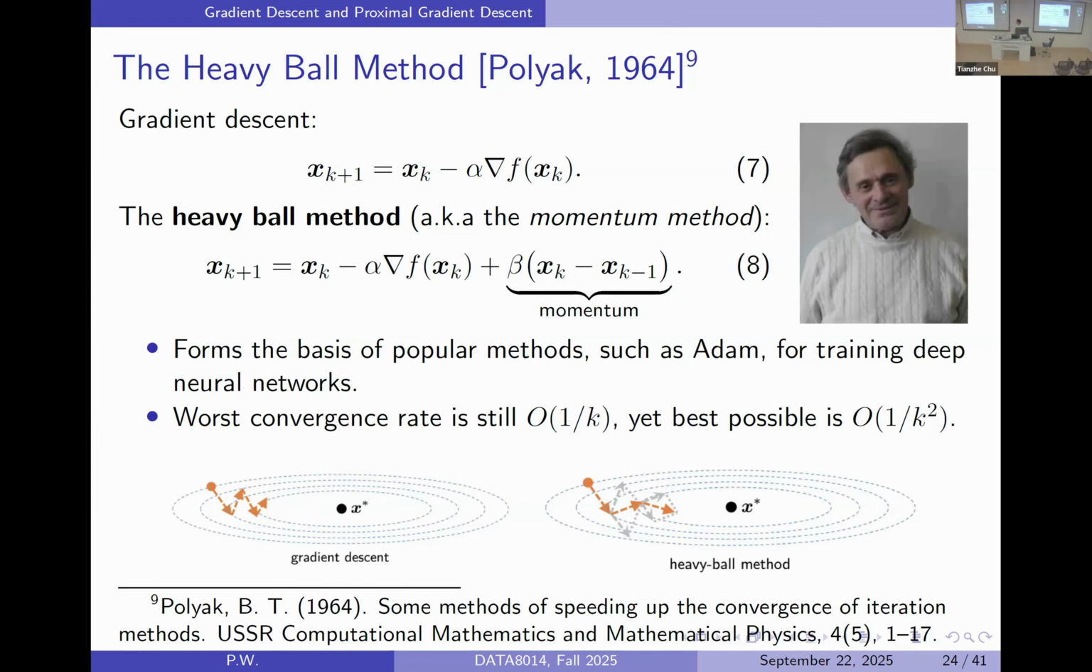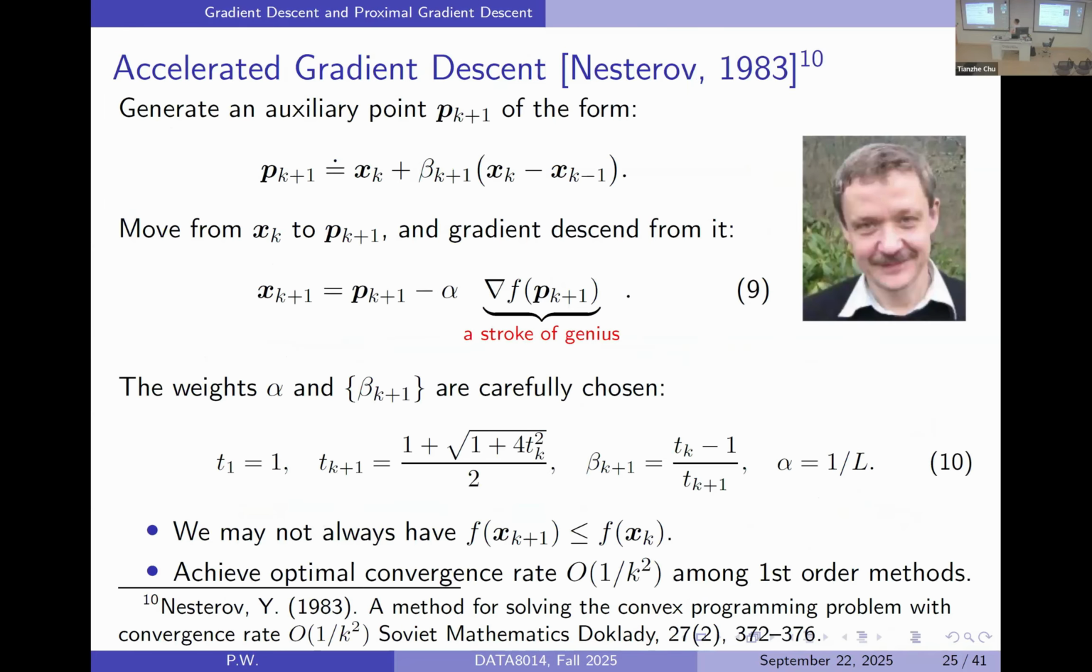I think the idea of the heavy ball method is very natural. That is, when we want to generate the next iterate, we will not only use the information at the current iterate, but we also want to utilize the information from the previous iterate. That is the heavy ball method. And the next accelerated gradient descent algorithm was invented by Nesterov, a very, very famous optimization expert. He has lots of highly cited papers in optimization.